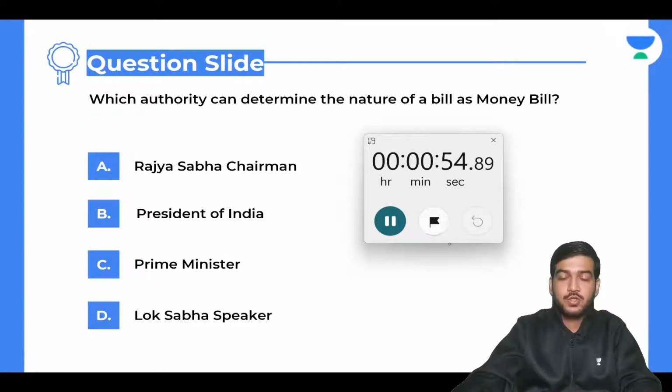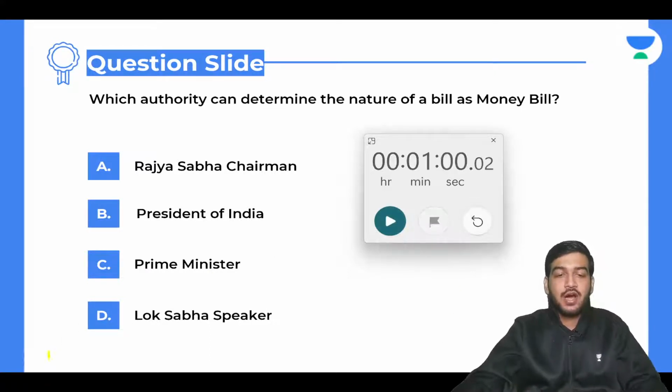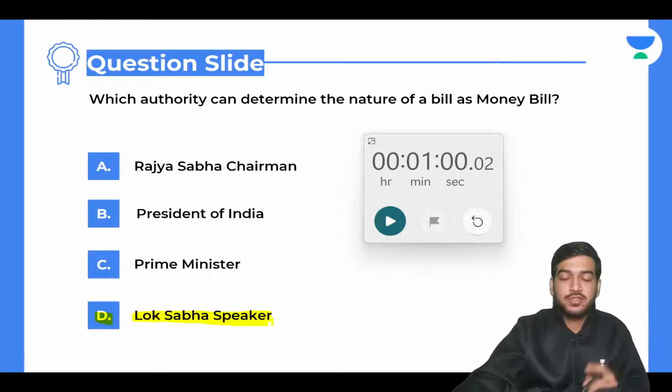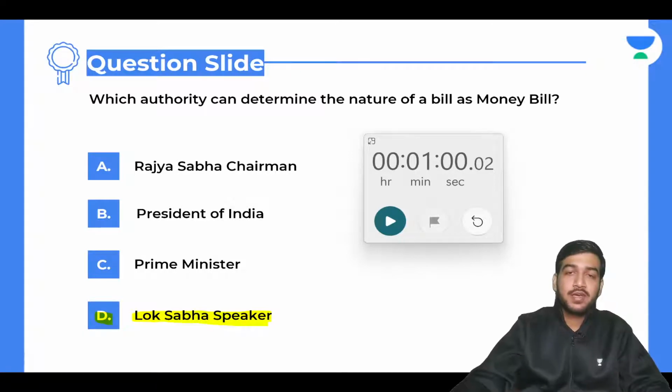This is also a very important question. ALET के अंदर ये question 2 साल पहले पूछा गया था. So the answer to this question is D. Lok Sabha Speaker under the Indian Constitution has the power to determine the nature of a money bill. ये जो power है ये exclusively लोक सभा स्पीकर के अंडर डोमेन में आता है.